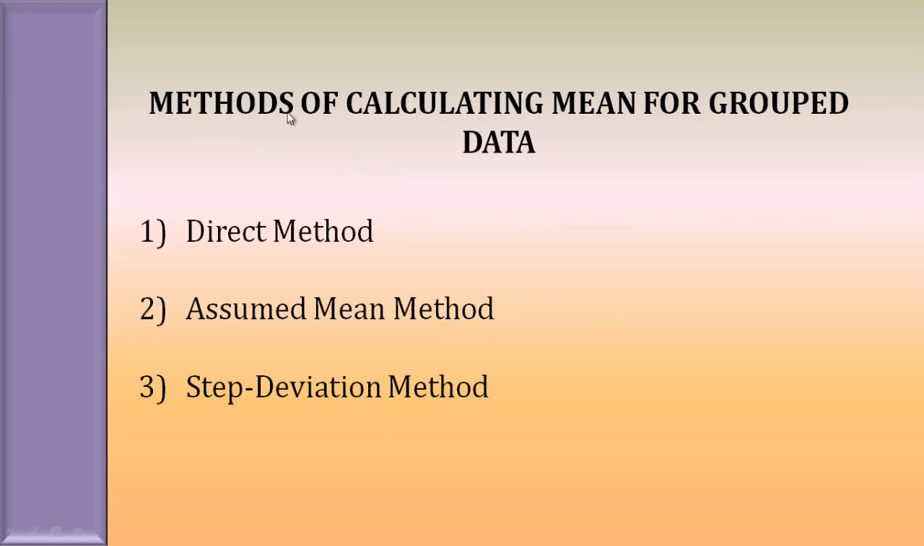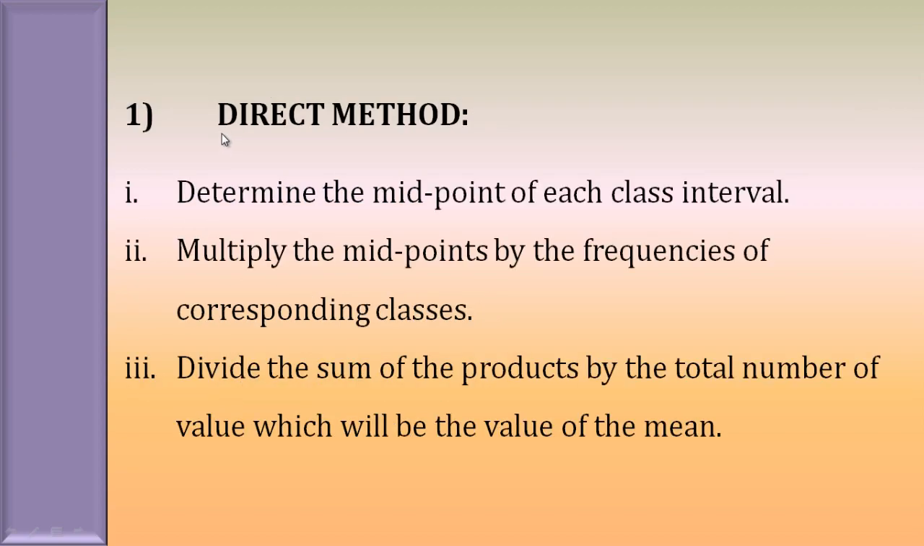Now the methods of calculating mean for grouped data. Here we have three methods. The first one is the direct method, the second is the assumed mean method, and the third is the step deviation method. This is our direct method. Here we have given this procedure.